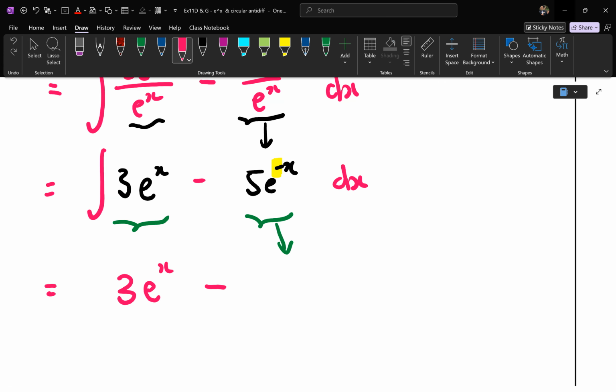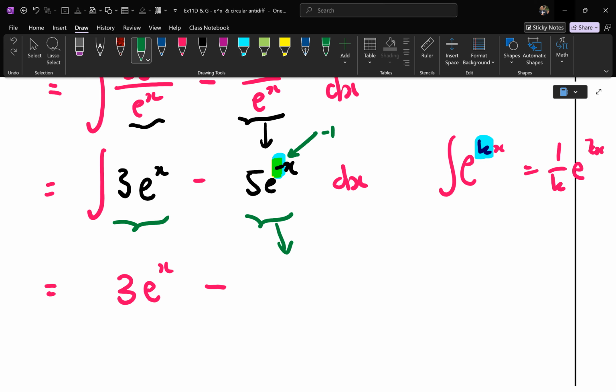No. K value, so the rule is e to the kx, antidiff of that equals 1 on k, e to the kx. At the moment, you just need to know what k is. K is the number in front of x. Number in front of x at the moment is negative 1. So it should be 1 on negative 1, e to the negative x. But because you've got the 5 at the front, so you times them together, you should get negative 5 e to the negative x. Yeah?